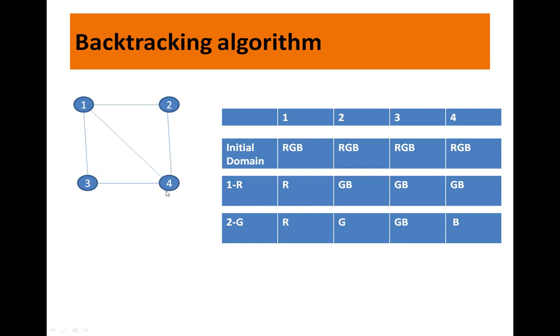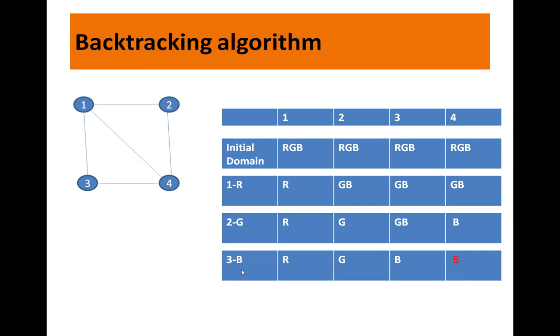But when you look at node 4, it is adjacent to 1 as well as 2 and 3. Right now we have colored 1 and 2: 1 is red, 2 is green. So for 4, the only option that remains is blue, because 4 is adjacent to 1 as well as 2. It cannot have the color given to 1 and the color given to 2. 1 is red, 2 is green, so the only color that remains for node 4 is blue. Okay. Now let's color the third node.